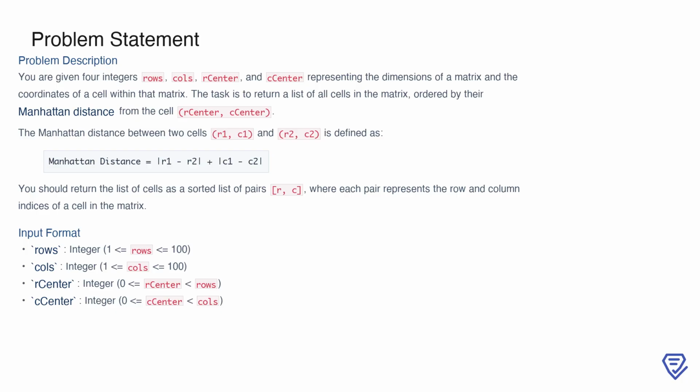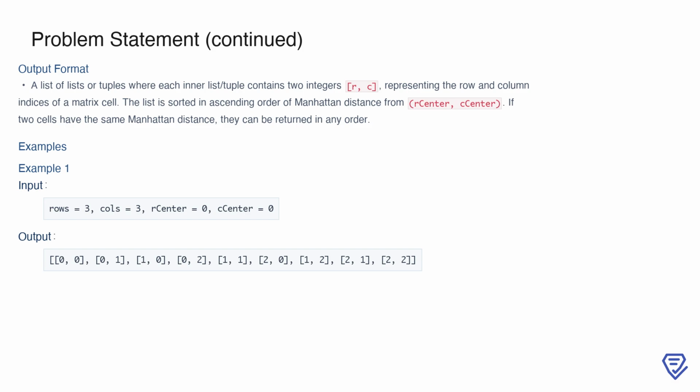For example, the Manhattan distance between two cells, R1, C1, and R2, C2, is given by the formula |R1 - R2| + |C1 - C2|. Ultimately, the output should be a sorted list of pairs, R, C, where each pair represents the row and column indices of a cell in the matrix. The output format for this problem is a list of lists or tuples, where each inner element contains two integers representing the row and column of a matrix cell. This list must be sorted in ascending order of the Manhattan distance from the given center cell, R center, C center. If two cells have the same distance, their relative positions in the output list can be in any order.